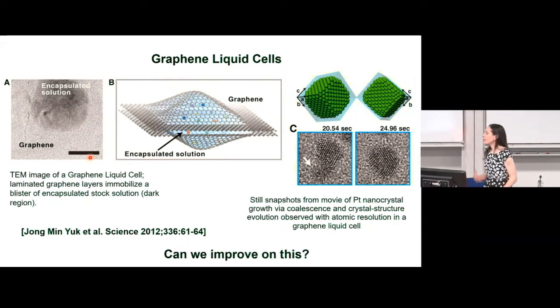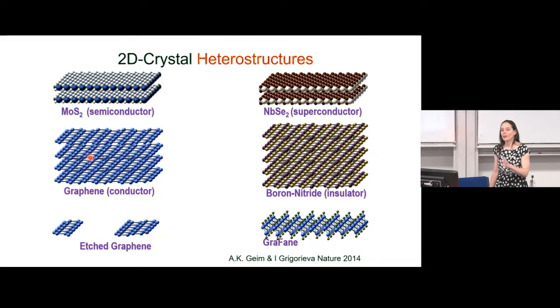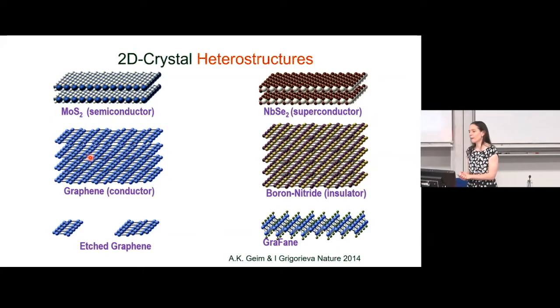Okay, so we thought, well, can we improve on this? And the reason that we thought we might be able to improve on this is because I moved in 2010 to the University of Manchester, where they have teams of people who are developing, making mostly electronic devices by stacking together graphene, hexagonal boron nitride, but also many, many other two-dimensional crystals. And they're at the point now where they can do that even in an ultra-high vacuum environment. We've been doing it in argon for some time.